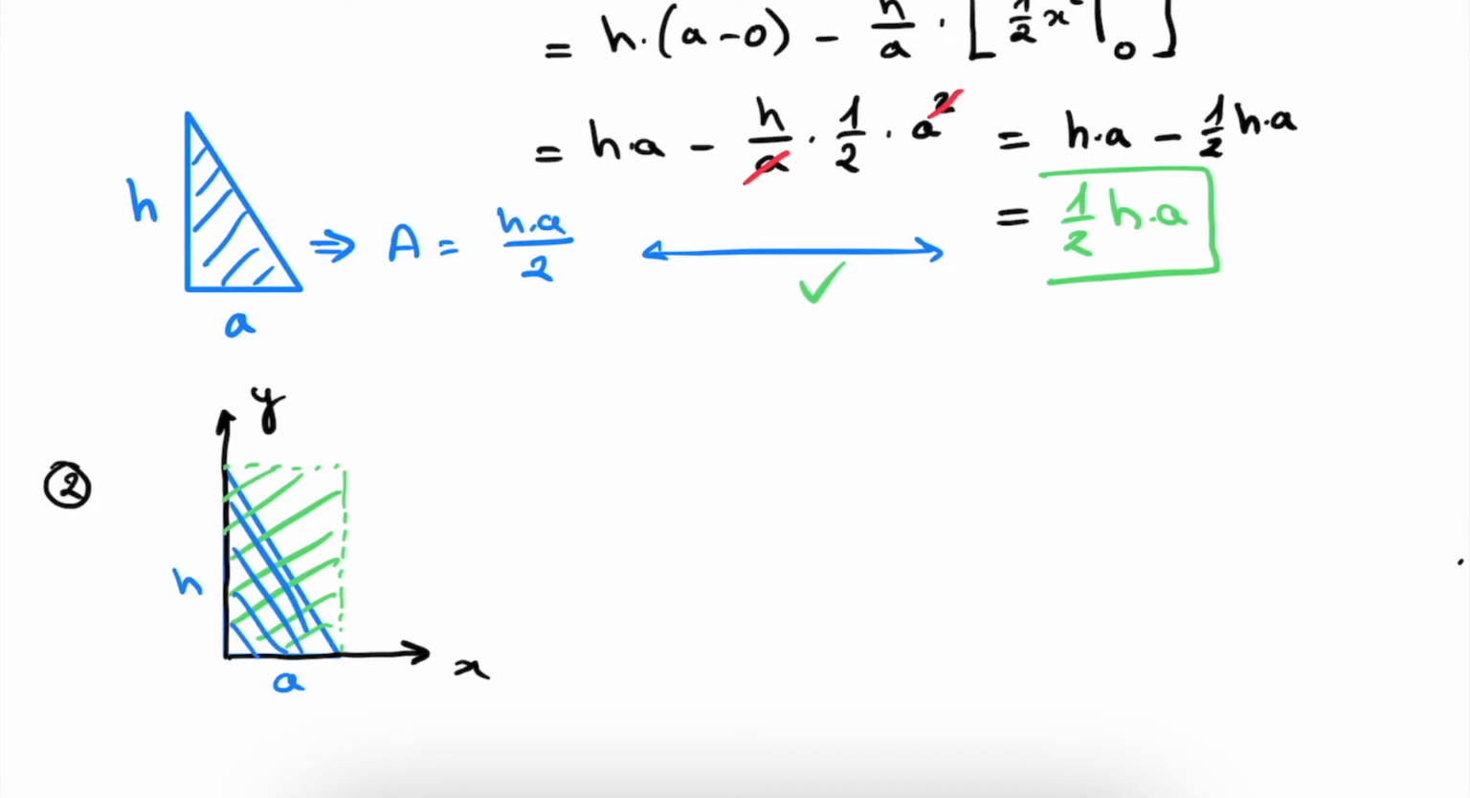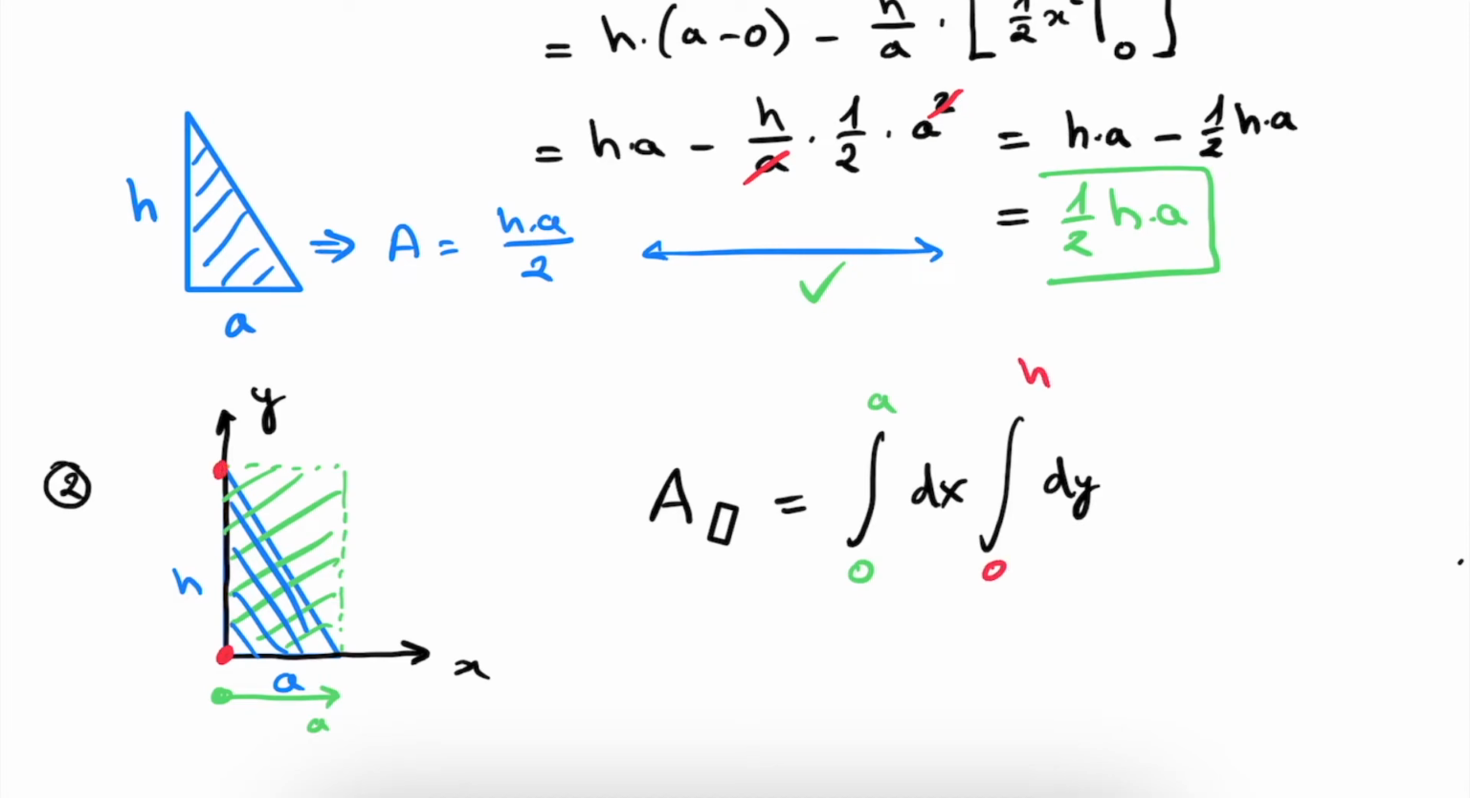But we know already how to calculate the surface of a rectangle. That's exactly the first exercise that we did. So we simply calculate this right away. We know that for x, we calculate from 0 to a. And for y, we calculate again from 0 to h. So these boundaries become 0 to h. And this can be very easily calculated as being a minus 0 multiplied by h minus 0. And this is of course a times h.